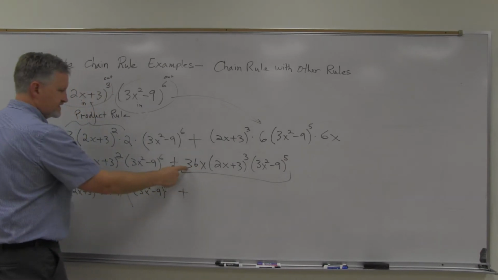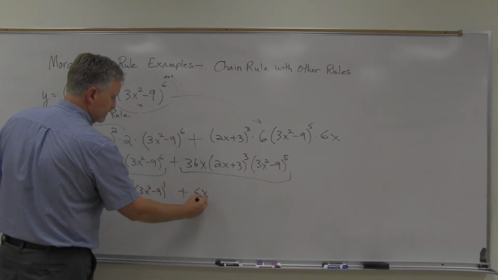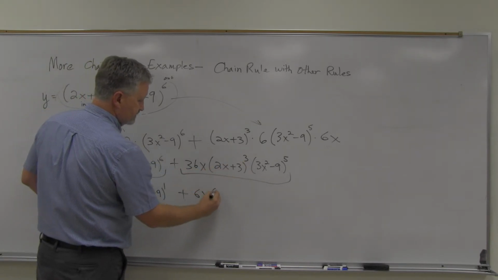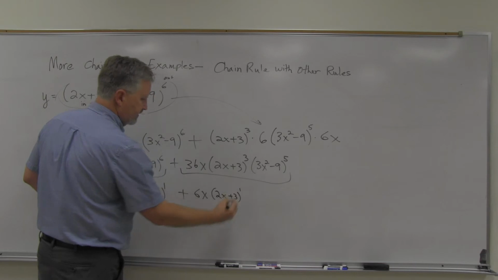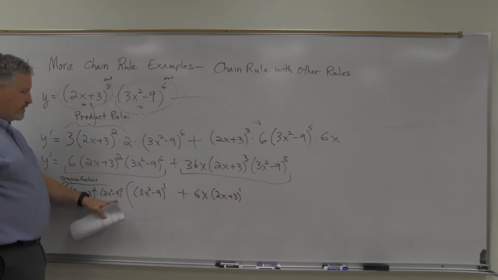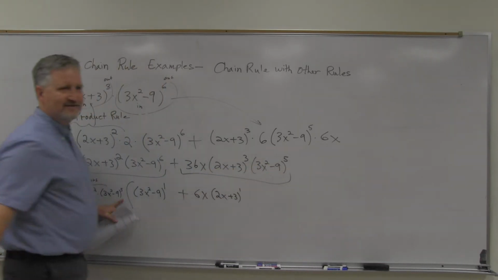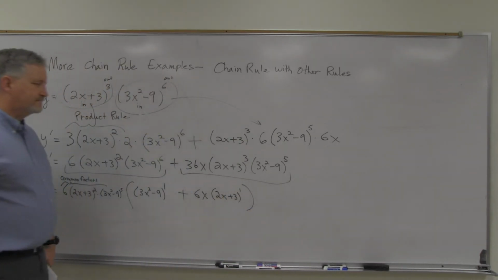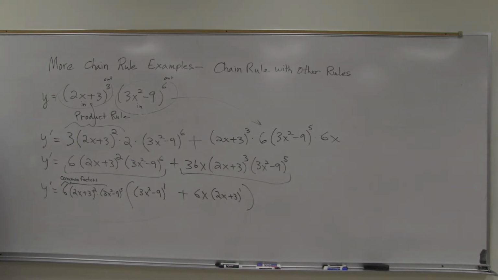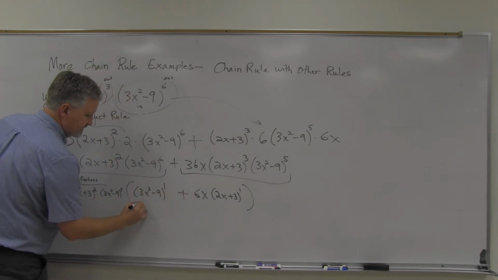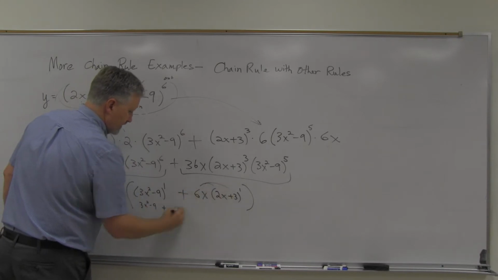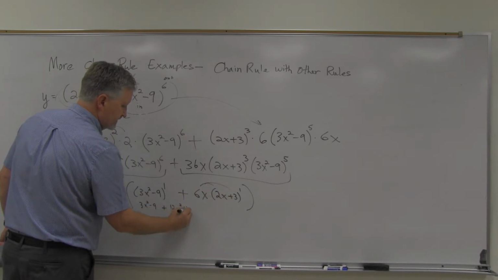Now what happens over here? Well, I pulled off a 6, so divide that by 6, you got 6x. I pulled off 2x plus 3 squared, so that's 2x plus 3 cubed, so there's still a 2x plus 3 to the 1 power here. I pulled off 3x squared minus 9 to the 5th, so that one's pulled out. There you go. And last but not least, this just cleans up a little bit because that's to the first, so that's 3x squared minus 9. This, if you distribute, you've got 12x squared plus 18x.